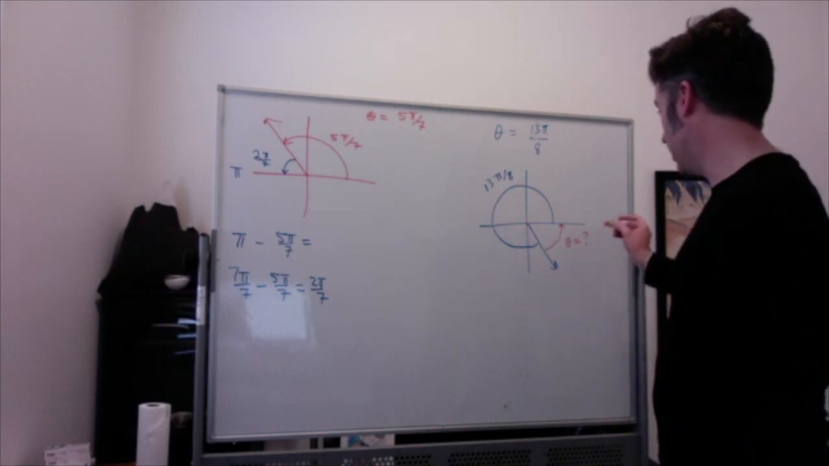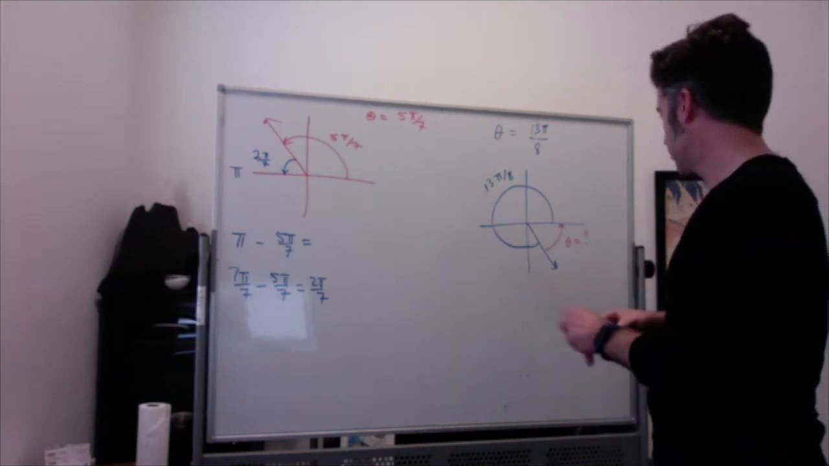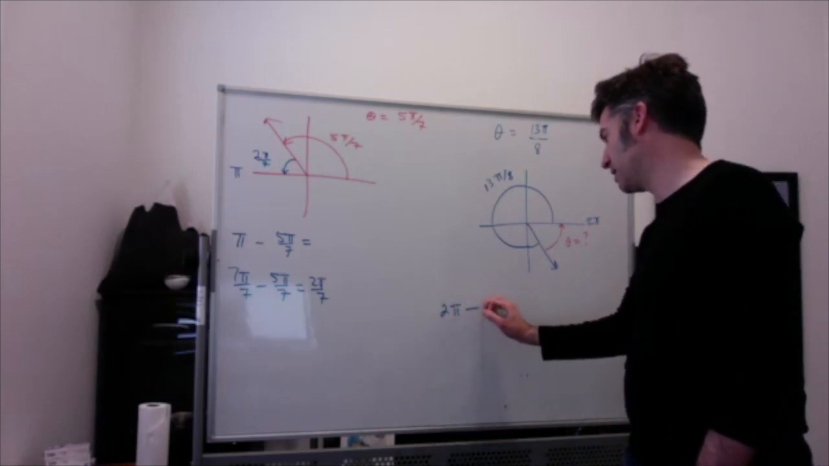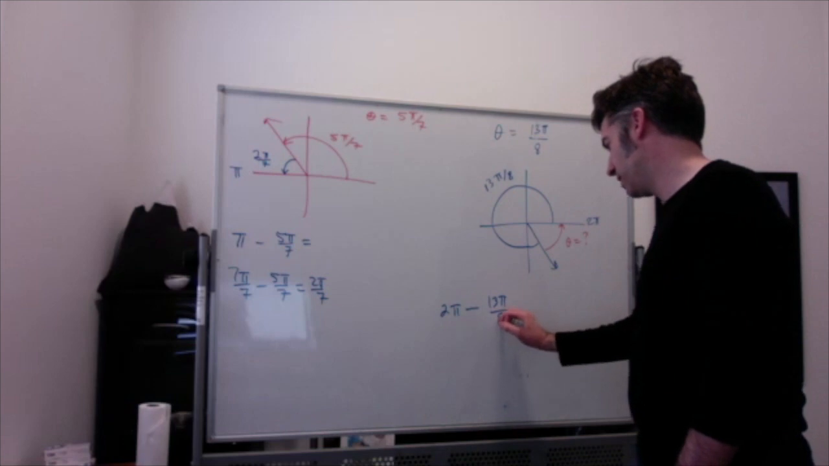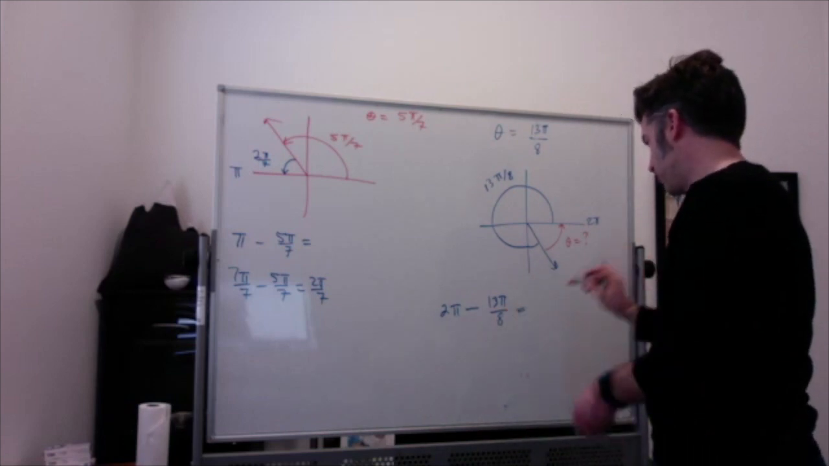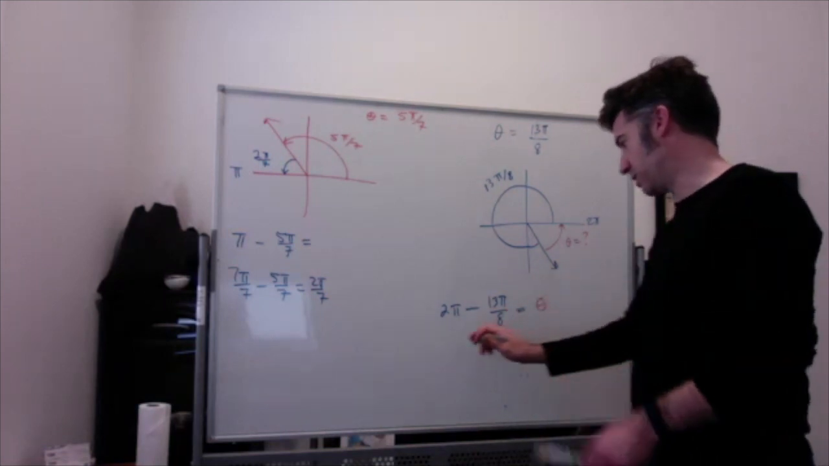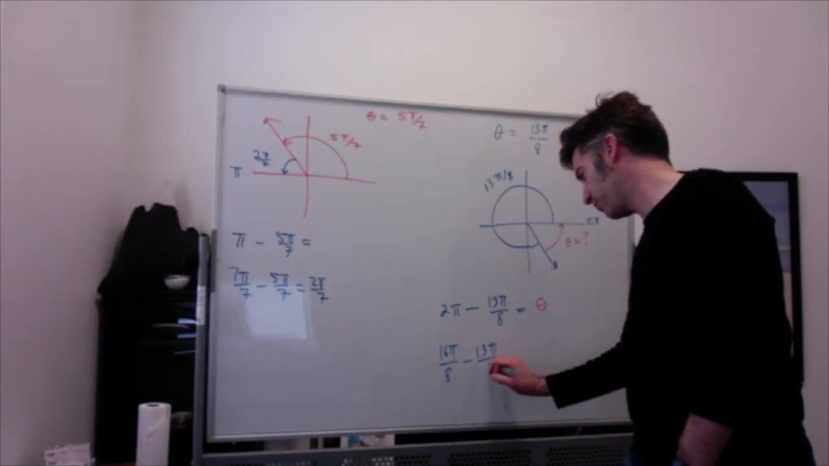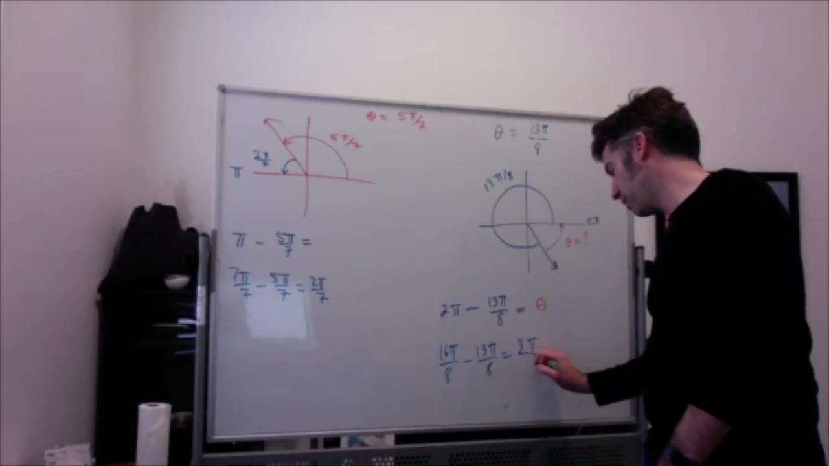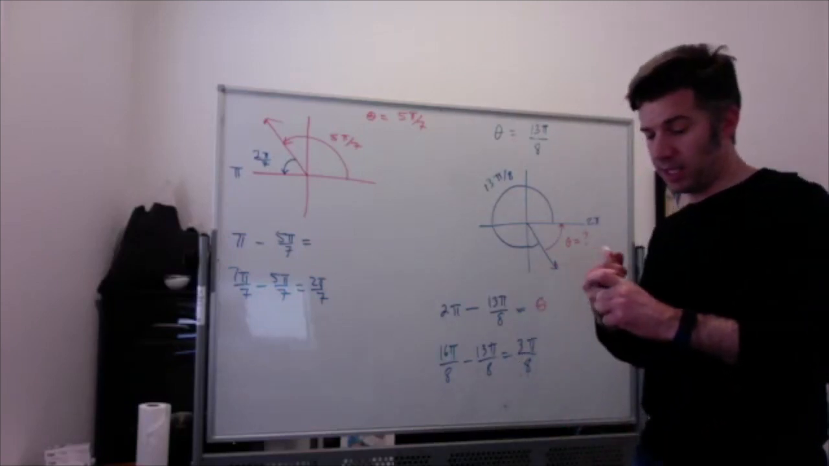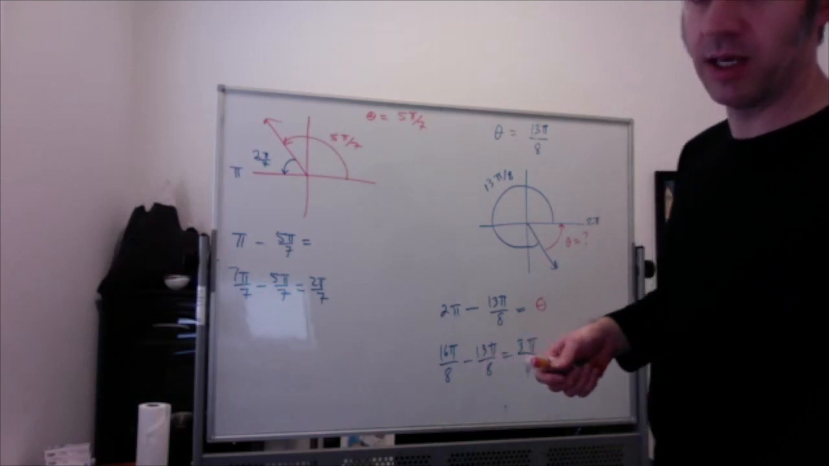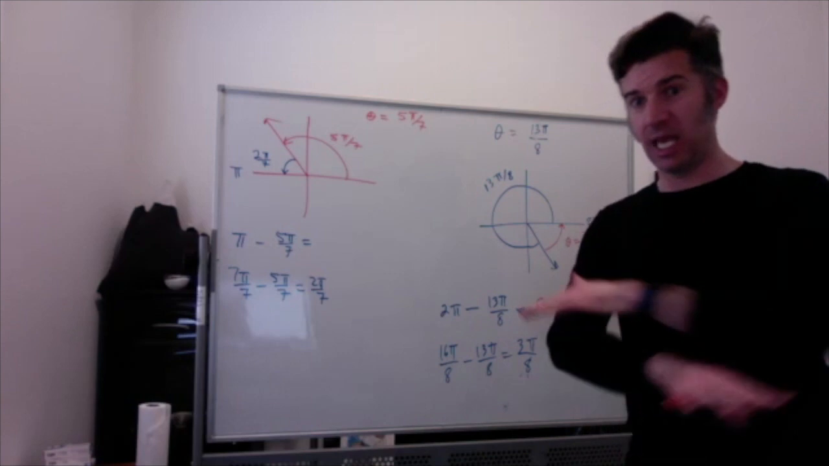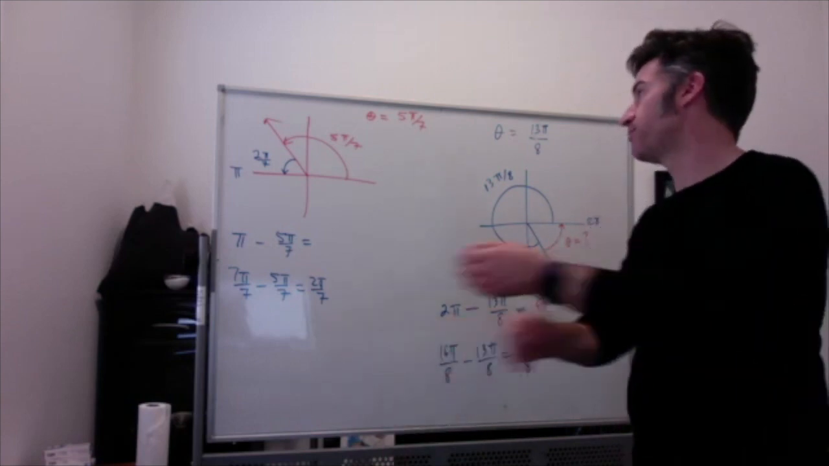Or you can do subtraction, right? Here we have 2 pi. So 2 pi minus 13 pi over 8 gives me this angle in red, which is 16 pi over 8 minus 13 pi over 8, which is 3 pi over 8. So that's the idea of reference angles, you're always just measuring to the nearest x-axis. Always the x-axis, never the y-axis.